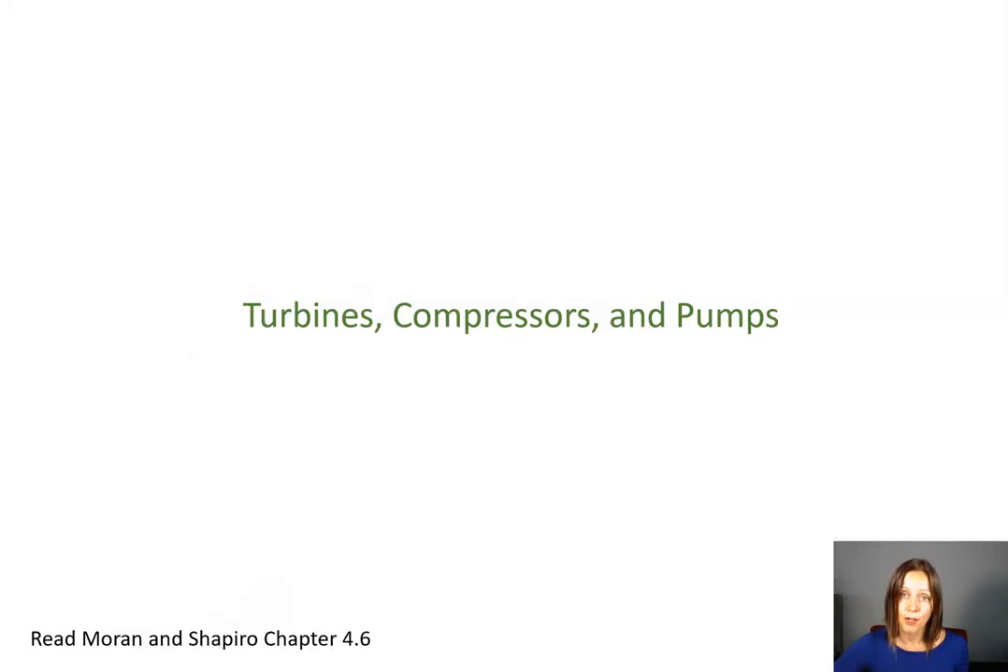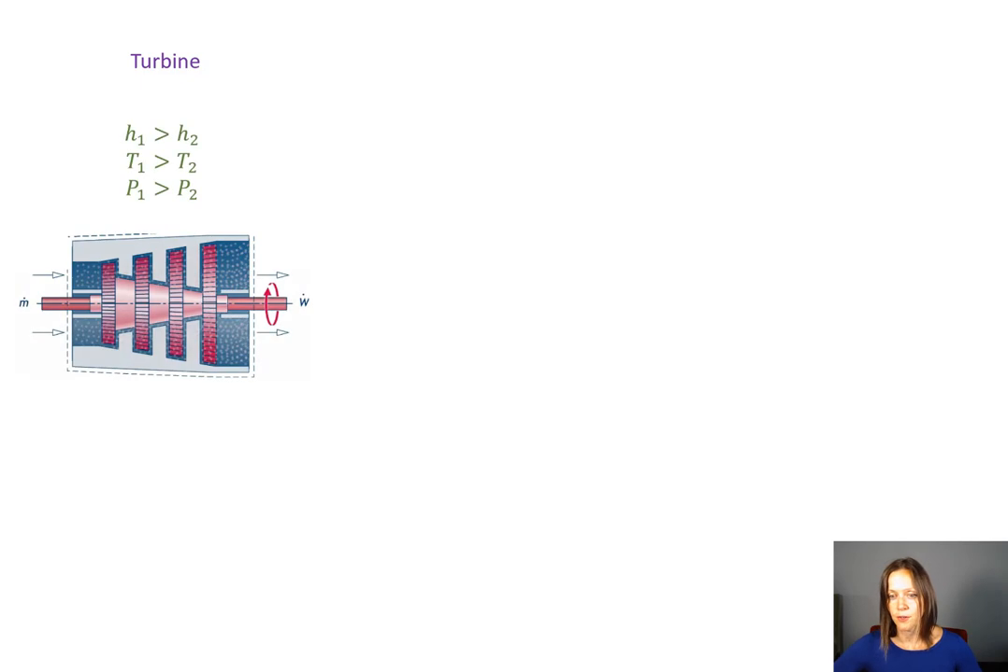In this segment, we're going to talk about turbines, compressors, and pumps. So what you see here, you've got a turbine, and as your working fluid moves from left to right, from the inlet to the outlet, it passes over a series of rotating blades. As your working fluid expands and decreases in pressure, it causes those blades to rotate. And so you have shaft work being generated as your working fluid passes on through.